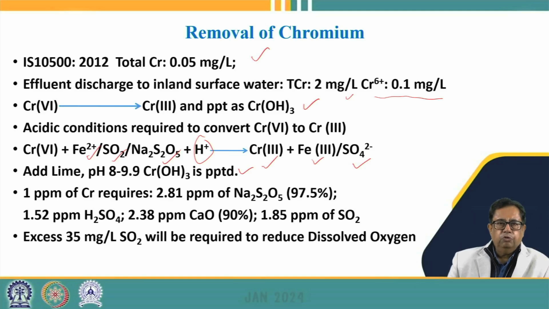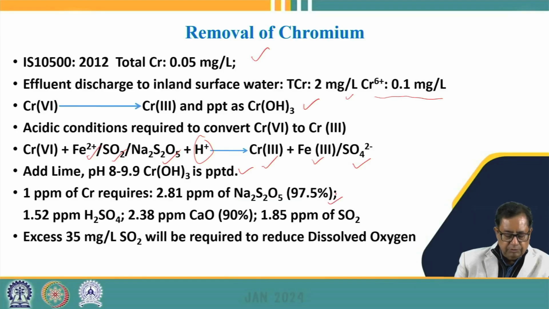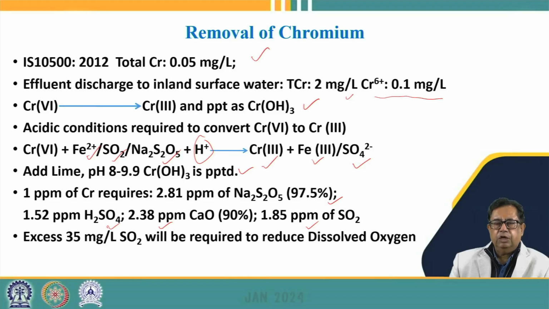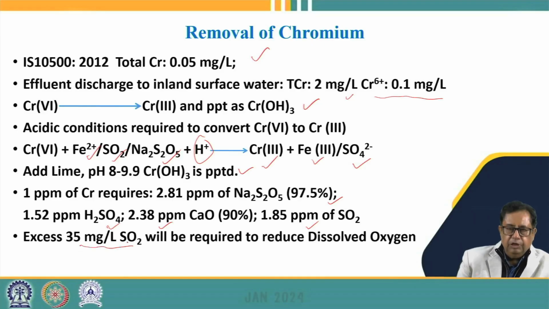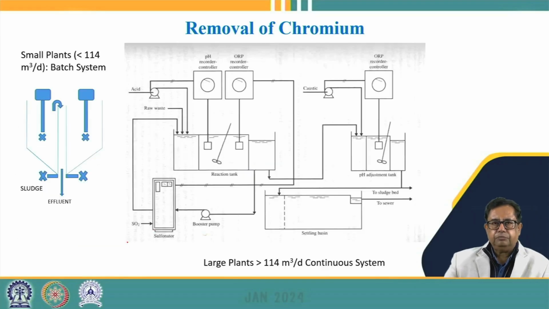So if we want to remove 1 ppm of chromium, we may require around 2.81 ppm of sodium thiosulfate, which is 97.5% pure, 1.52 ppm of sulfuric acid, 2.38 ppm of lime, and 1.85 ppm of sulfur dioxide. And we have to always use excess of sulfur dioxide so that we can counteract the dissolved oxygen which is present in the water. For example, here we have to add 35 milligram per liter of sulfur dioxide additionally.